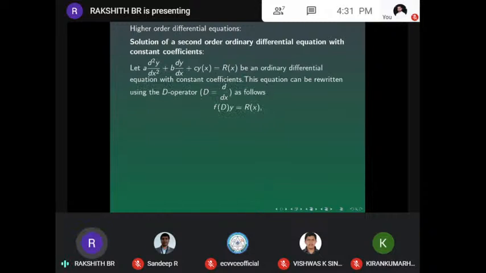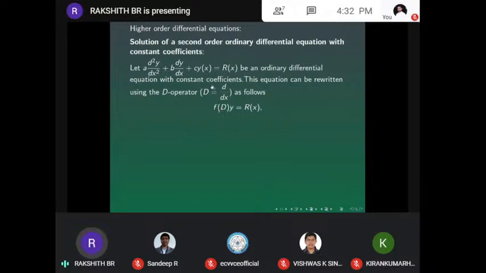So this equation, using the D operator, where D stands for d by dx, you can just rewrite the second order differential equation as follows. You can just put it as f of D into y equal to r of x.